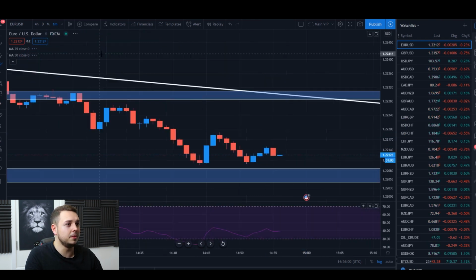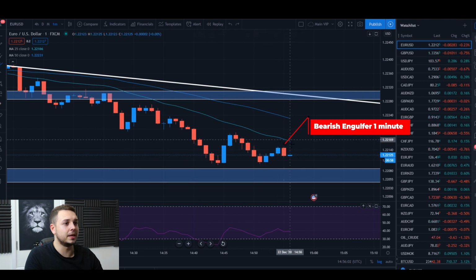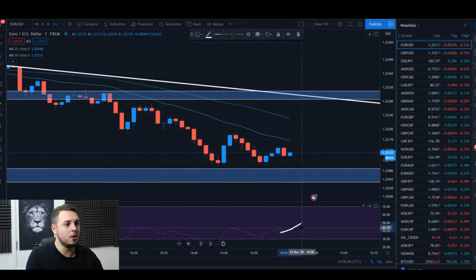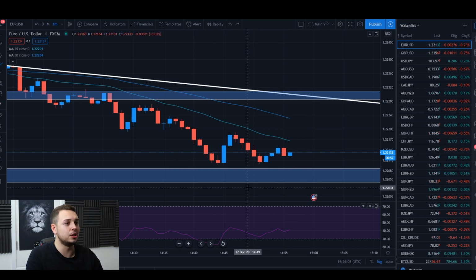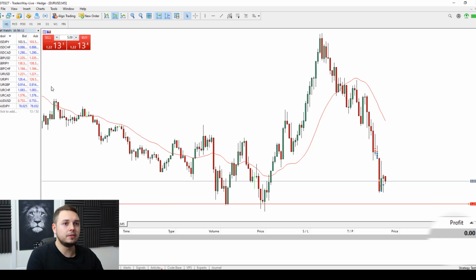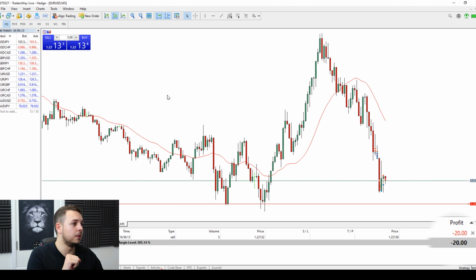So let's have a look at the 1 minute. A 1-minute bearish engulfing candle has formed. We can enter a trade. Look, RSI has popped up a little bit, so we can definitely place a short trade now. So let's do that on Euro USD. Once again, we're going to place a sell trade, see what's up.